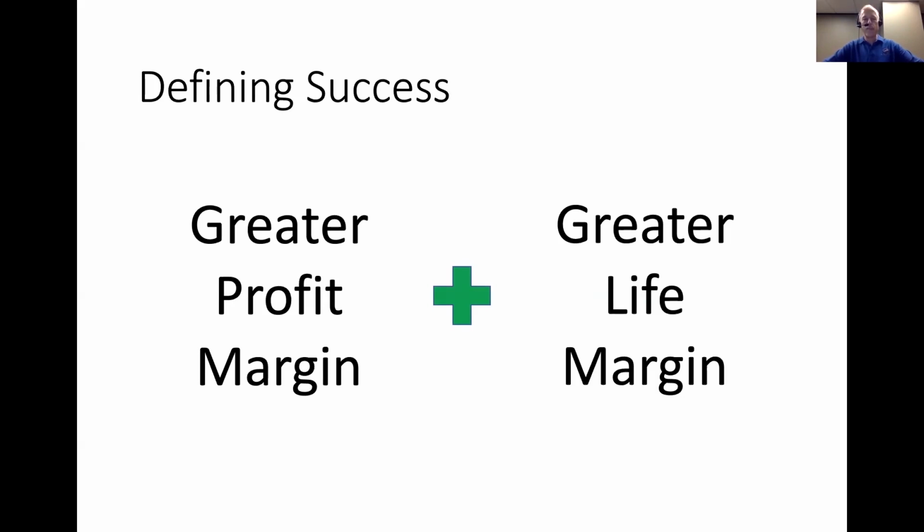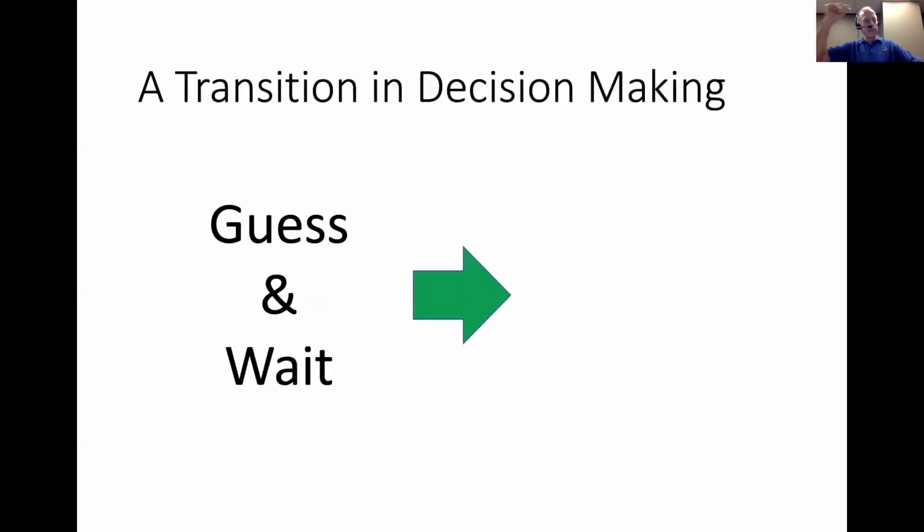And I stole this from one of my great clients. He said, Greg, what we've done is we've gone from guess and wait, where we make decisions based upon gut instincts and what we think we know, and we wait to see if those decisions are correct, right? And we've gone to know and decide. And Aspire is what makes this possible.